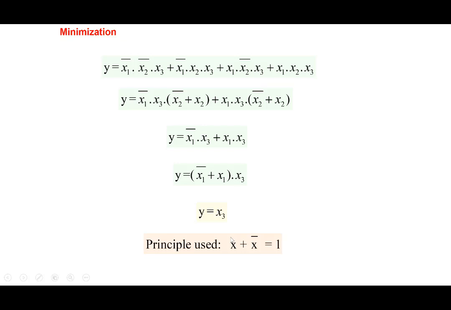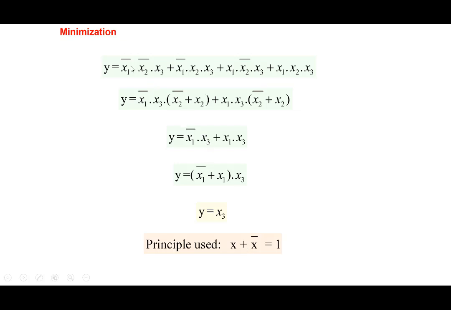One of the key principles used in minimization is this one: x plus x bar equals 1. You can verify that if x is 0, then x bar is 1, and so the right hand side is 1. On the other hand, if x is 1, then x bar is 0, and the sum is again 1. So x plus x bar equals 1. A very simple principle, and this is the principle that we are looking for when we are combining terms: can we use this particular property?